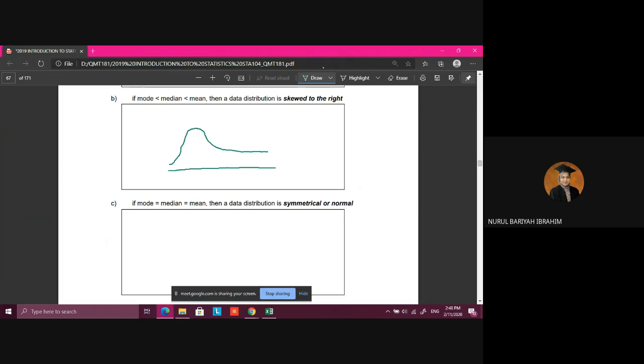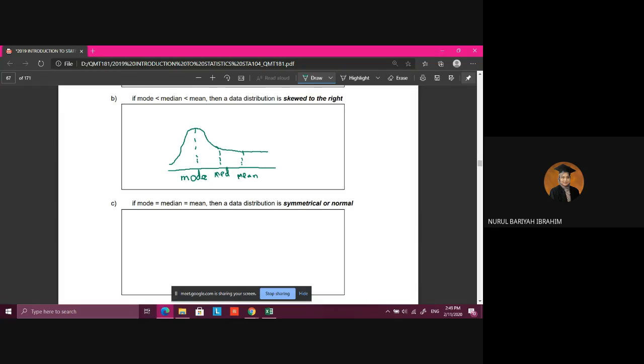Tail lagi panjang sebelah kanan. The highest one here is the mode. Okay, mode small than the value of median and the value of mean. Ni lagi kecil sebelah sini kan.